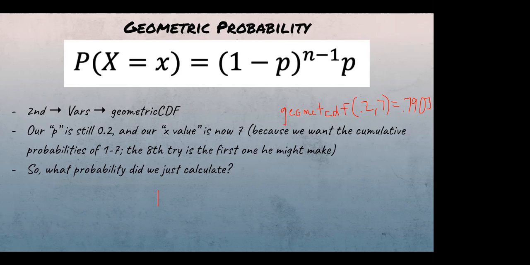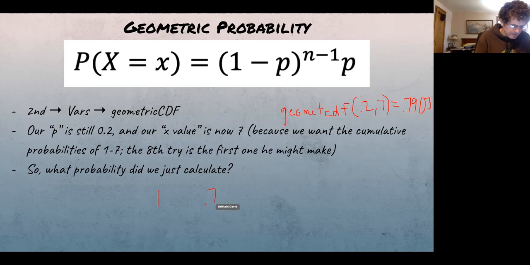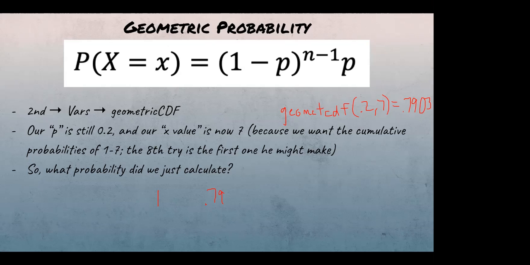79. 79%. So I can just put the 0.79 right there. That's good enough. So the question asked was, what's the probability that I don't make a free throw before my 8th shot? So what do I need to do with this? Subtract it from 1. There you go.